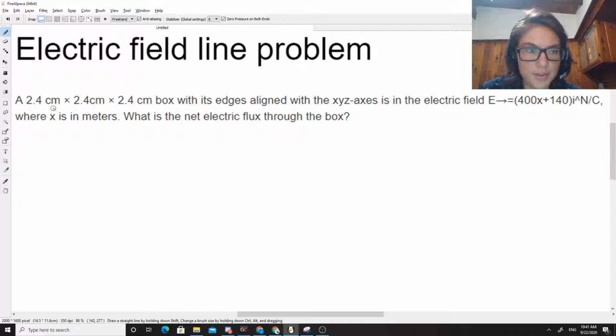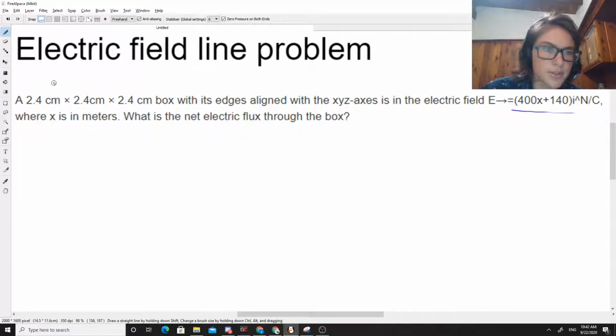We have a 2.4 centimeter cubed box with its edges aligned with the xyz axes, and it's in an electric field given by this equation, (400x plus 140) i hat, newtons per coulomb, where x is in meters. What is the net electric flux through the box?